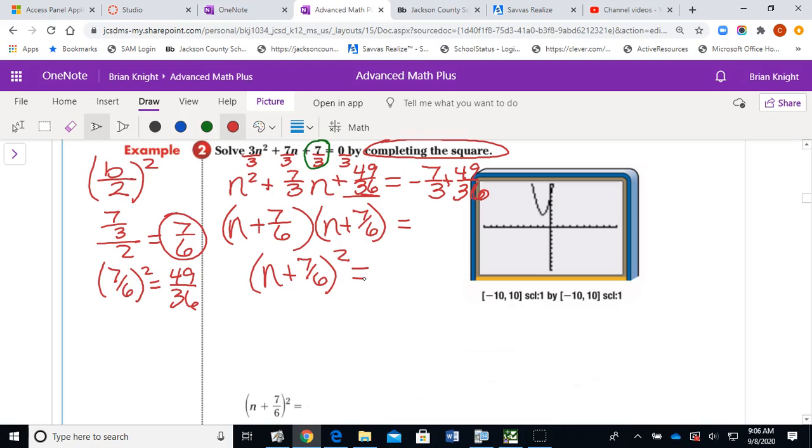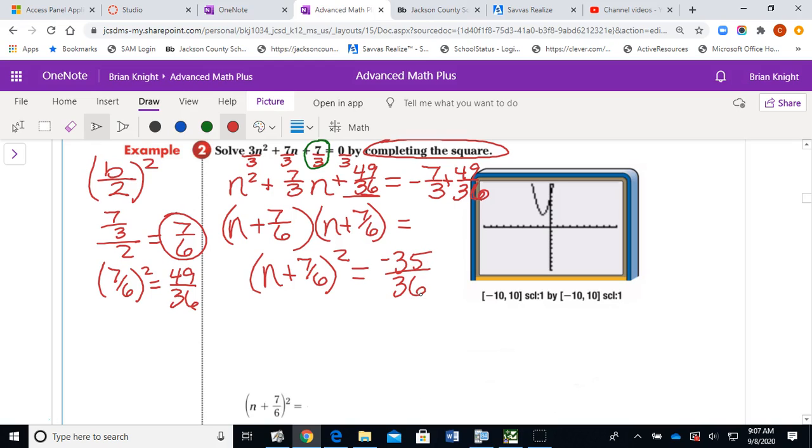Okay? We didn't do this over here. Negative 7 over 3 plus 49 over 36. So what would that be as a fraction? Let's not make things hard and just use our little calculator. Negative 7/3 plus 49 over 36. You get a big decimal, negative 0.97222. You think I want to use that? Nope. Hit math. Enter, enter. You get negative 35 over 36.